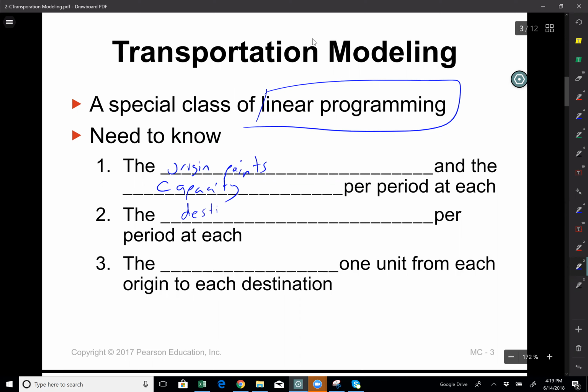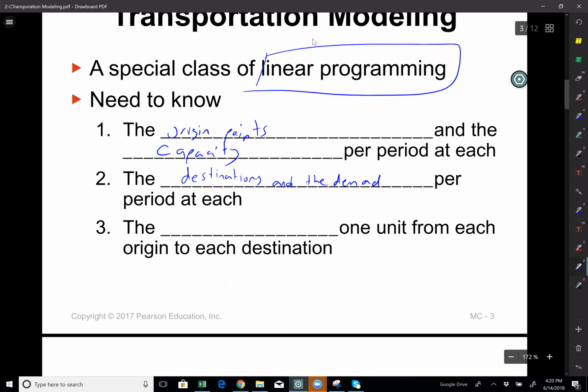Destinations and the demand need to be known. And the cost of shipping one unit from each origin to each destination needs to be known as well. Cost of shipping.